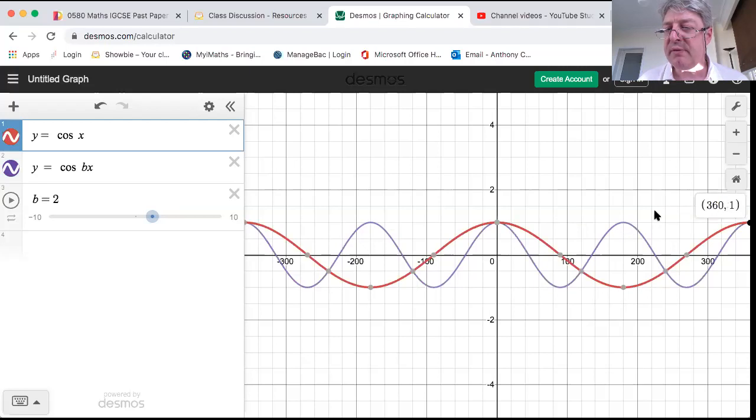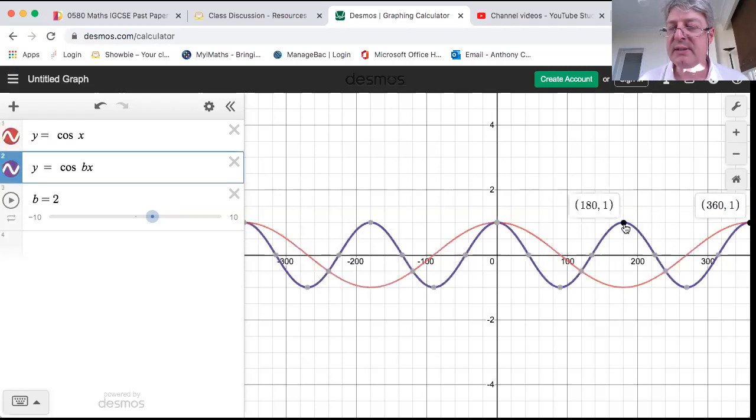And if that value of 1 is maintained by halving the 360, so you need half of 360, you need 180 degrees on the new curve to get the same value you did on the old curve. So notice that if b is 2x cos 2x, then you only need to put 180 in here to get the 360 you would otherwise have in the original curve.